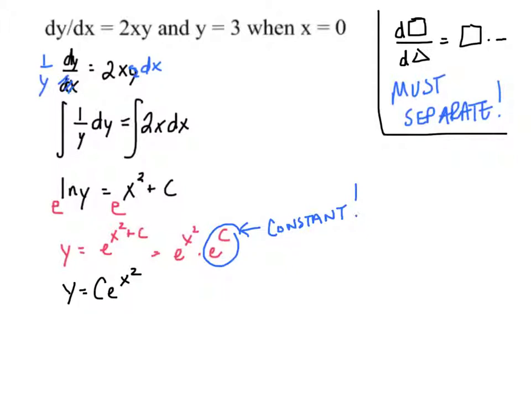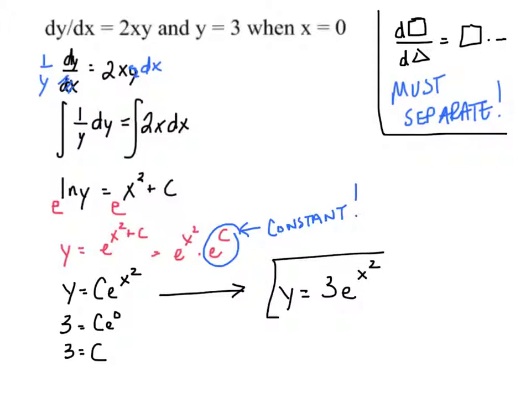So now let's solve for the constant. It says that y is 3 when x is 0. Well, e to the 0 is 1, so the constant is 3. So my final equation is y equals 3e to the x squared.